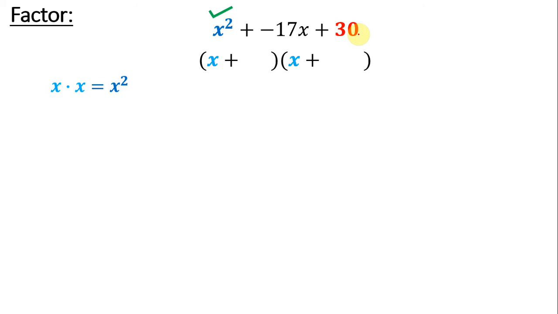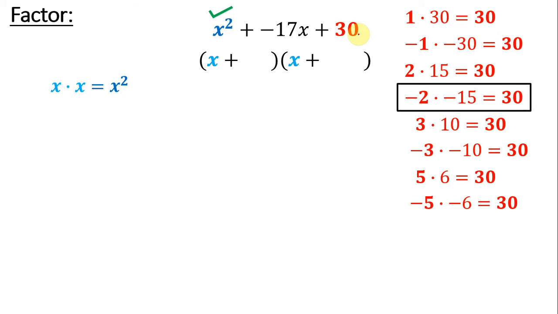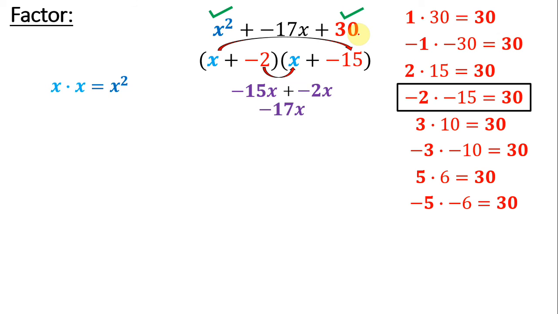Then I'm going to think of the numbers that multiply together to get me positive 30. The numbers that multiply together to get me positive 30 are these. And the numbers that I'm going to insert into my binomials are negative 2 and negative 15. The reason for this is because x times negative 15 will get me negative 15x, and negative 2 times x will get me negative 2x. And when I add them together, I'll get negative 17x, which is my middle term.